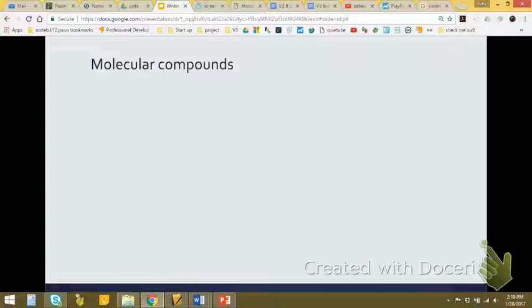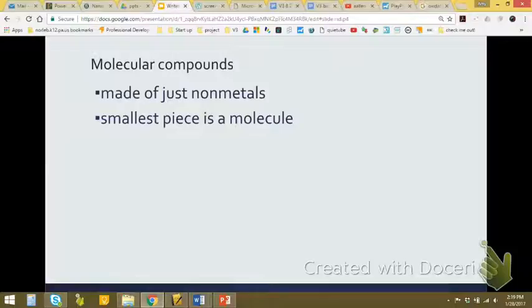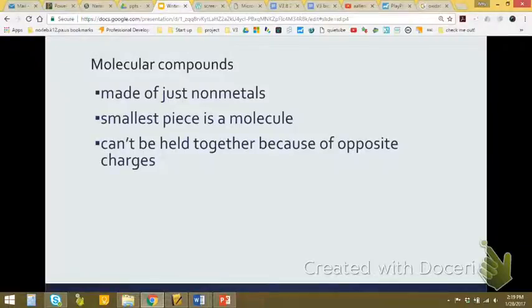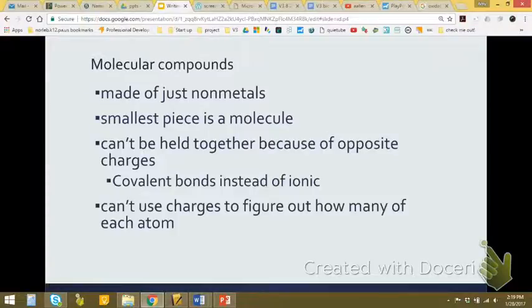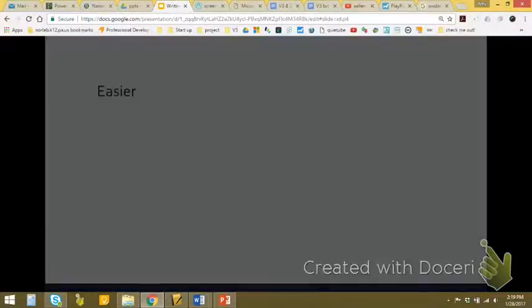Here we're going to look at both writing names and formulas. These are made of just nonmetals, so maybe you are combining carbon and oxygen. The smallest piece of whatever these are called is called a molecule as opposed to a compound. The molecules can't really be held together because of opposite charges, because we're not dealing with ions here. These are dealing with covalent bonds, which means they are sharing electrons, not transferring electrons. So you can't use charges to figure out how many of each atom you would have.